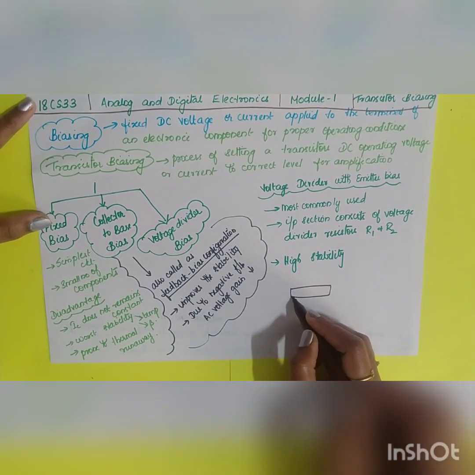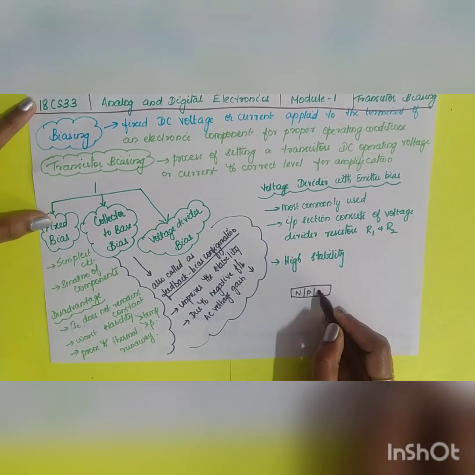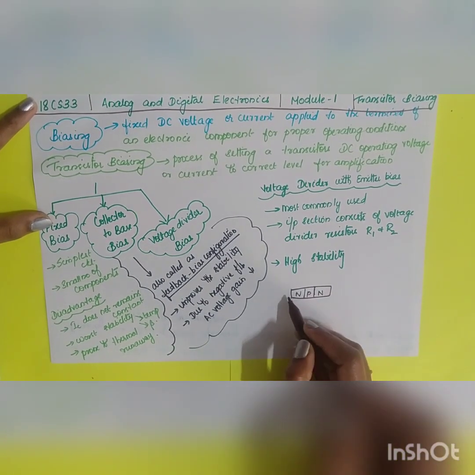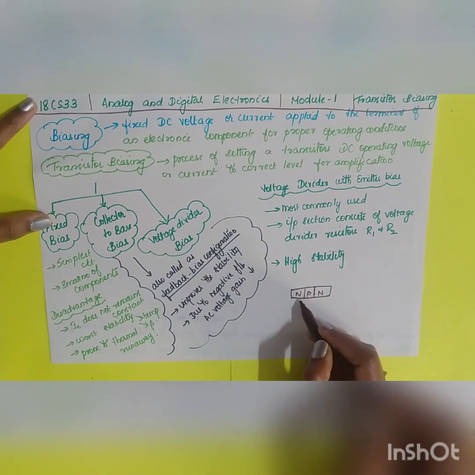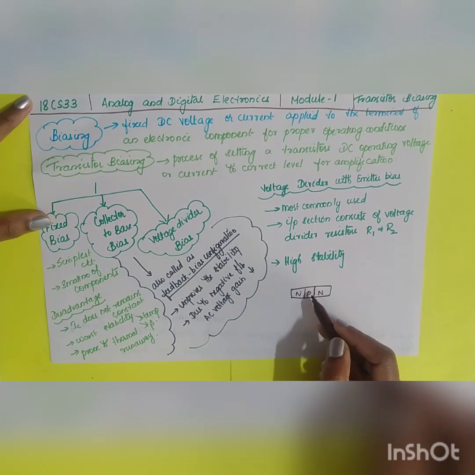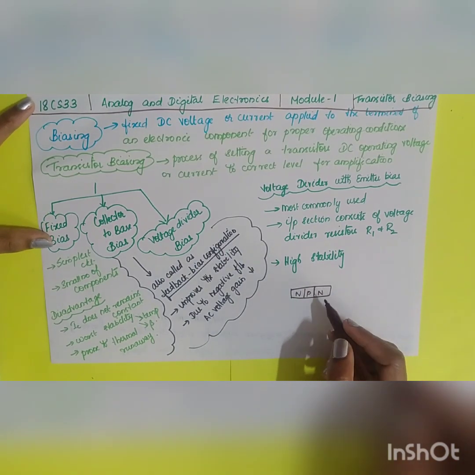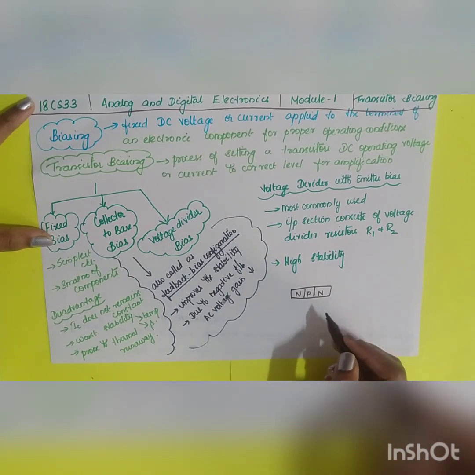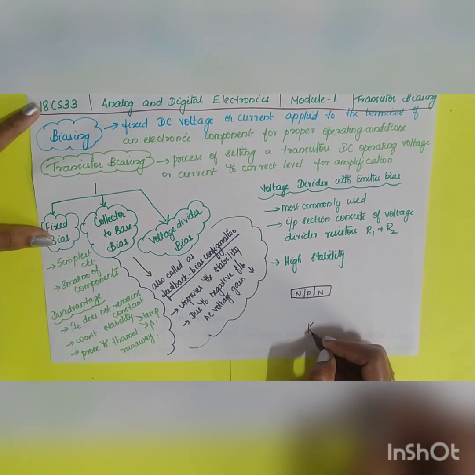So what is meant by an NPN transistor? It is a bipolar transistor, right? Here you will have two N-type semiconductors sandwiching one P-type semiconductor. So this is your NPN transistor, the BJT.